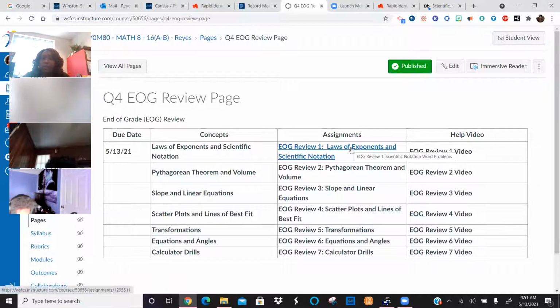The first assignment, for those of you that are in the class, is this one right here, scientific notation word problems. We are going to do laws of exponents in our interactive notebook, okay? We're going to do some practice with that, and then we're going to do these word problems, okay? I'm going to put the video that I'm recording right now online so you can go back and watch it. And this work is due when? Today. So please make sure that the notes that we take, take a picture of it and attach it to this assignment and submit for your grade, for your EOG review.